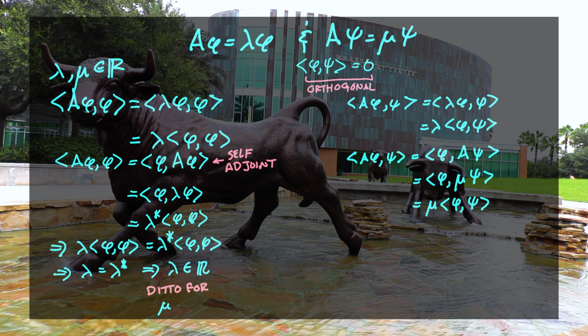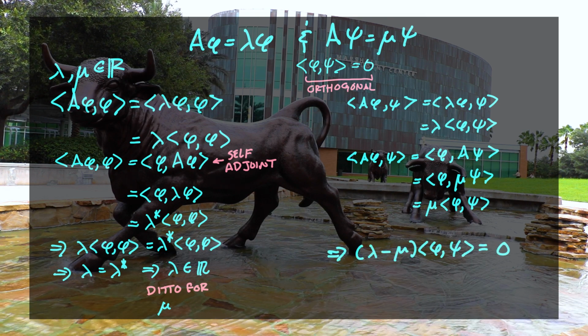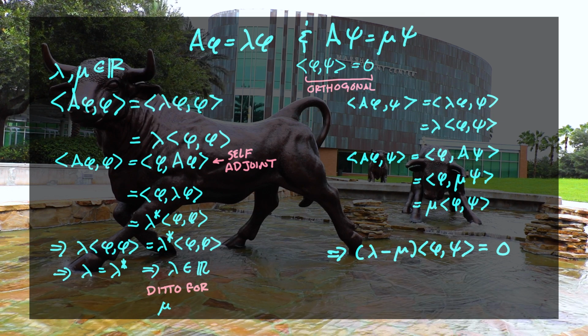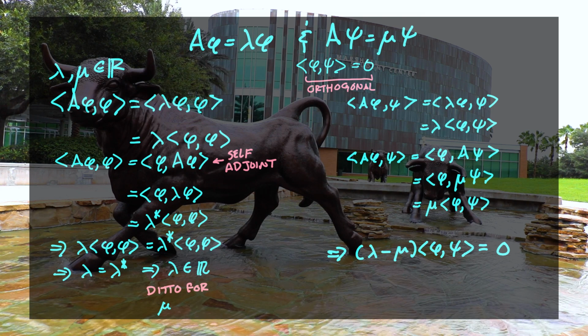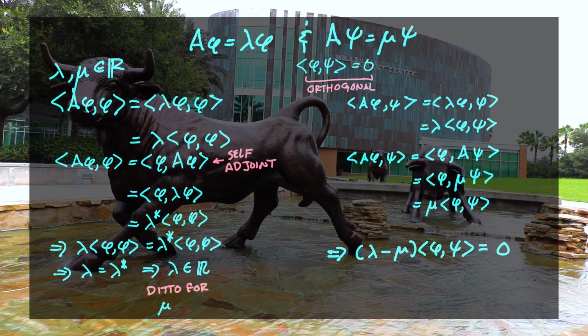In any case, we can move all these over to one side, and we see that we have lambda minus mu times that inner product is equal to 0. So either lambda minus mu is equal to 0 or the inner product is equal to 0. But we know that lambda and mu are actually different, so their difference cannot be 0, and that means that this inner product has to be 0.